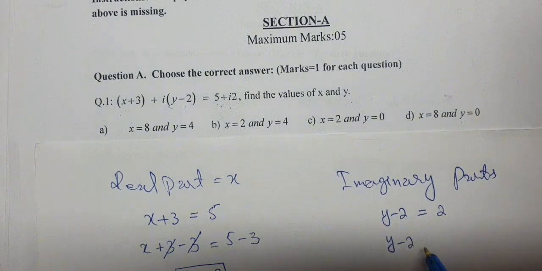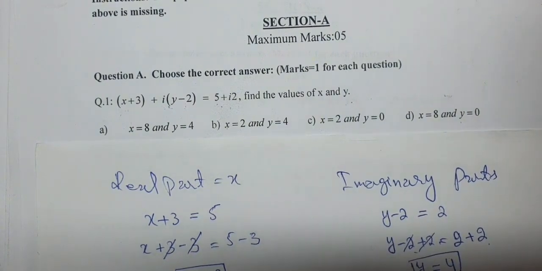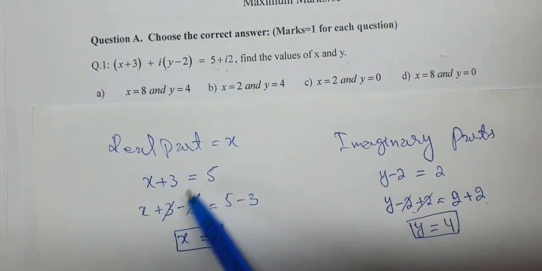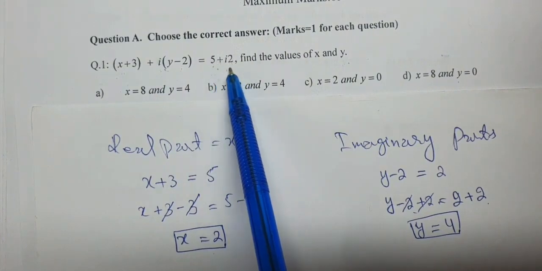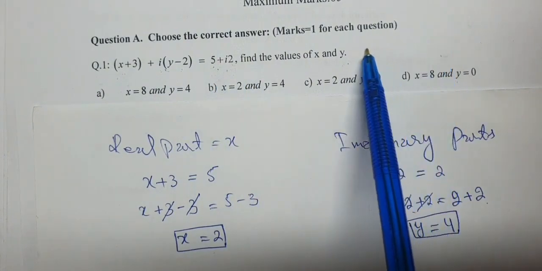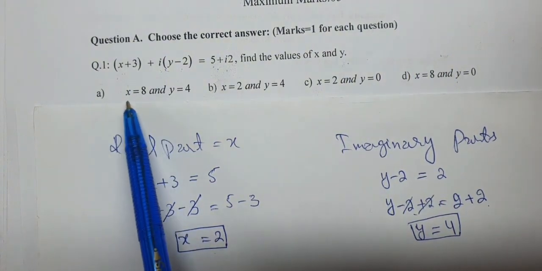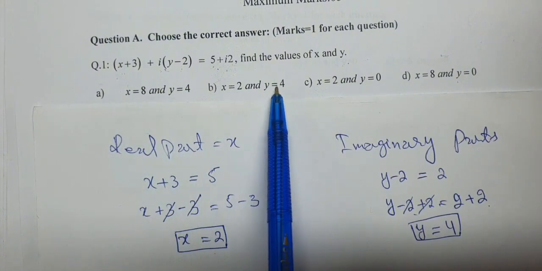Now we need to solve this equation for the variable y. We will shift that 2 to the right hand side, and for that we need to add 2 on each side of the equation. This will be cancelled out and we will be left with y equal to 4. Now this is the solution of this equation. We solved this question for the variables x and y. And now what will be the right option here? You can check it. This one is the correct option.